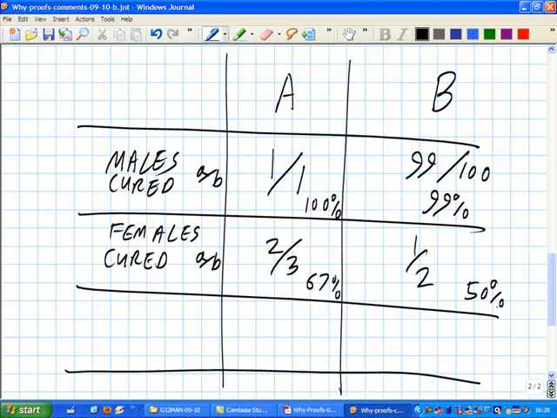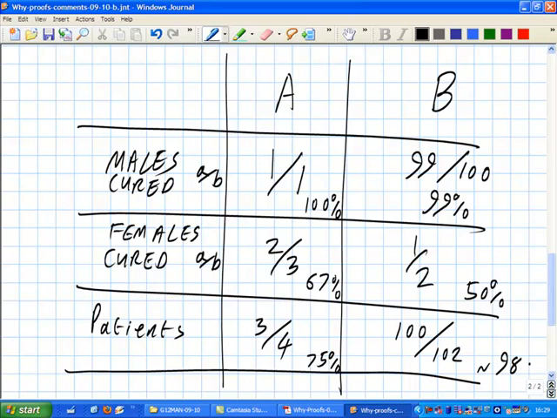And let's have a look at what happens for all patients. We got 3 out of 4. Is that right? 75%? But over here, we've got 100 out of 102. I don't know how many percent that is, but it's about 98%. Anybody got an exact number? It's a lot, anyway.